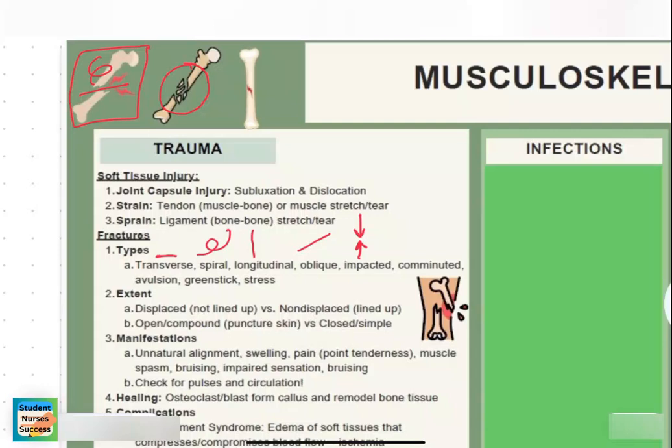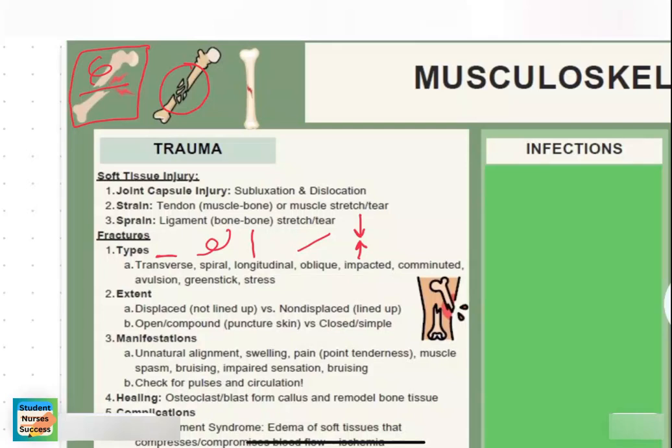An avulsion fracture is really where the ligament rips off a chunk of the bone. So it's not really a true fracture where the bone is broken in half, but it does rip a piece of the bone off where the ligament was. The ligament was actually stronger than the bone.